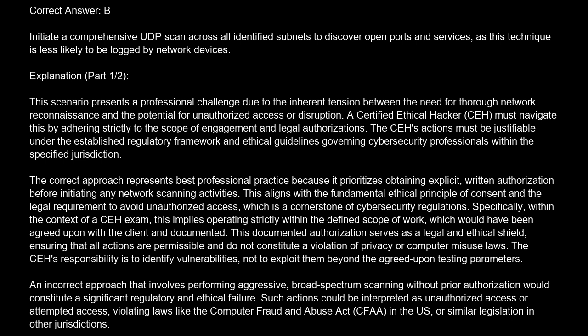Specifically, within the context of a CEH exam, this implies operating strictly within the defined scope of work, which would have been agreed upon with the client and documented. This documented authorization serves as a legal and ethical shield, ensuring that all actions are permissible and do not constitute a violation of privacy or computer misuse laws. The CEH's responsibility is to identify vulnerabilities, not to exploit them beyond the agreed-upon testing parameters.